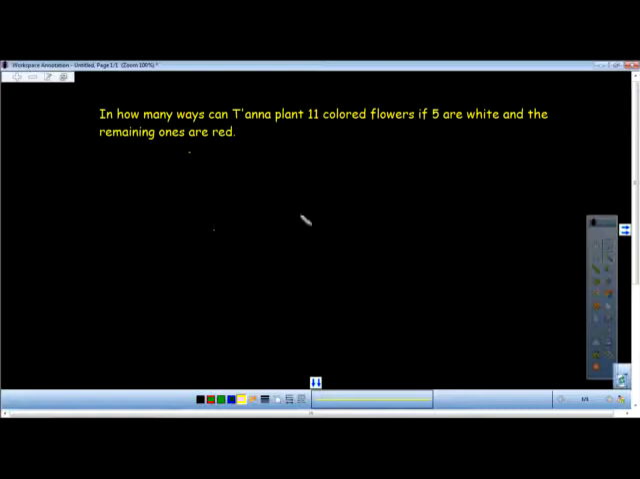The formula is n factorial over r1 factorial, r2 factorial, r3 factorial, up to rk factorial. And let's talk about that. N factorial, again, just like the last one, is how many objects do I have to choose from. So in this particular problem, I have 11 objects, so I have 11 factorial.